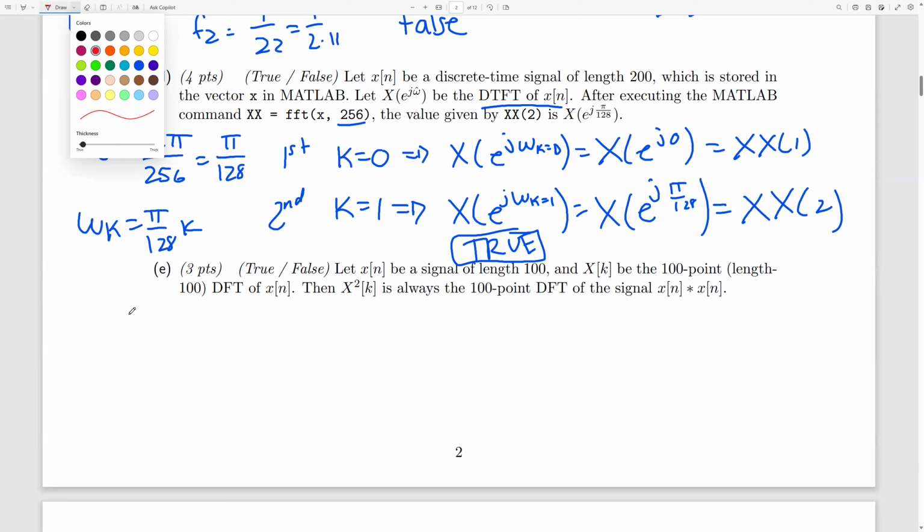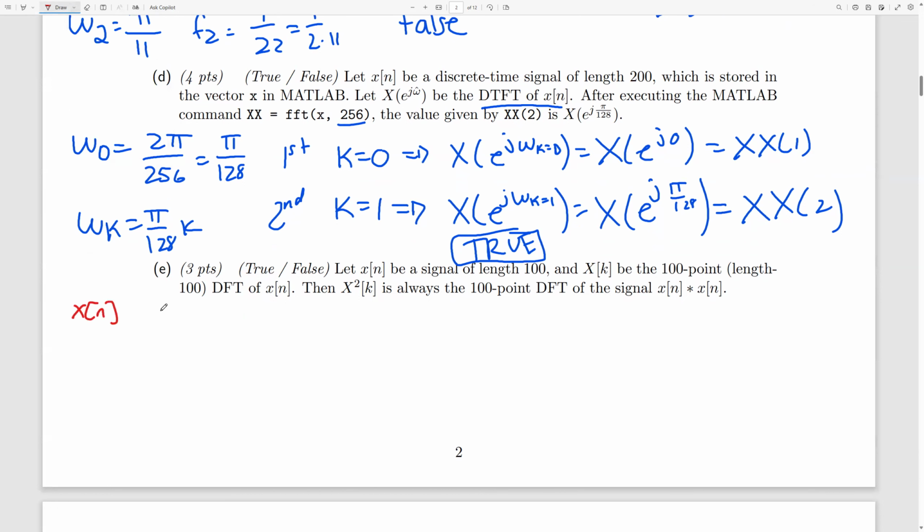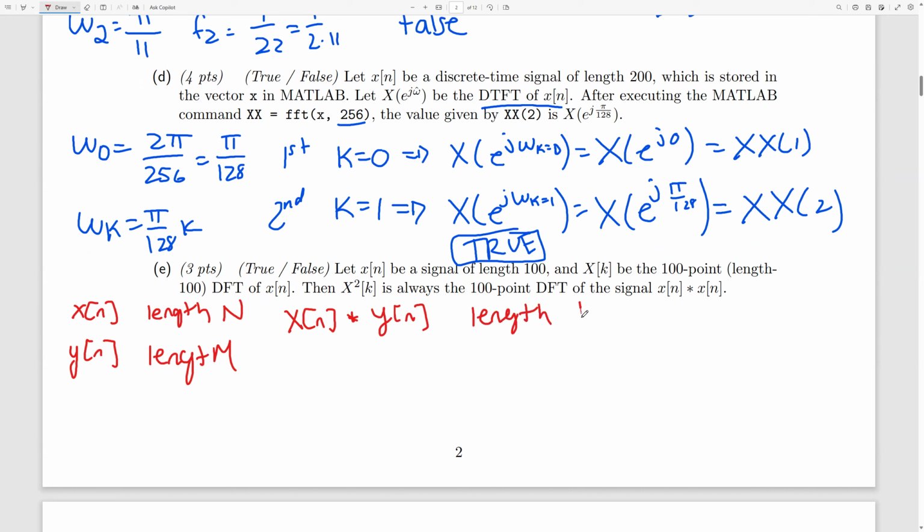So what I'm going to say is, let's suppose you have two signals, x of n and y of n, and you convolve them together. Let's say x of n is length N, and y is length M. When you convolve x of n with y of n, in the general case, the length of it is going to be N plus M minus 1.